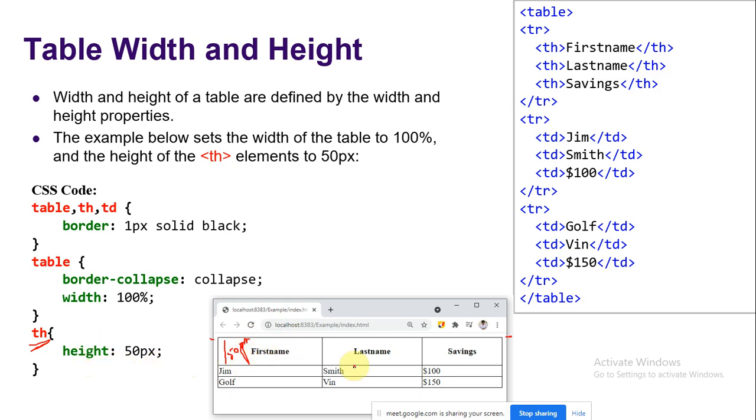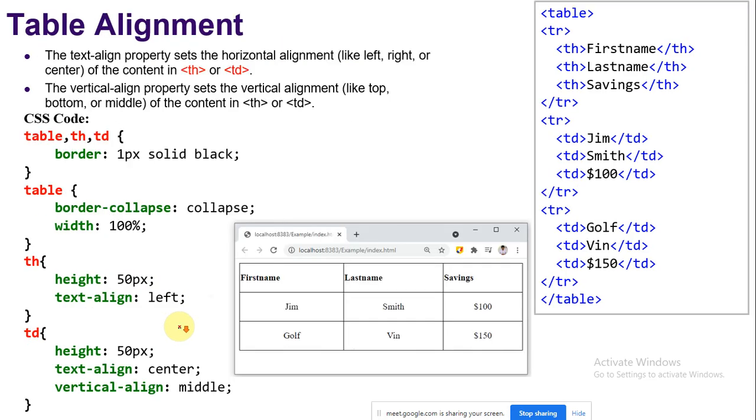The same thing you can apply to the tr tag also. If you apply it to the tr tag, all the rows will be affected. Now, currently it is affecting only one row. So this is about how to modify the width and height.